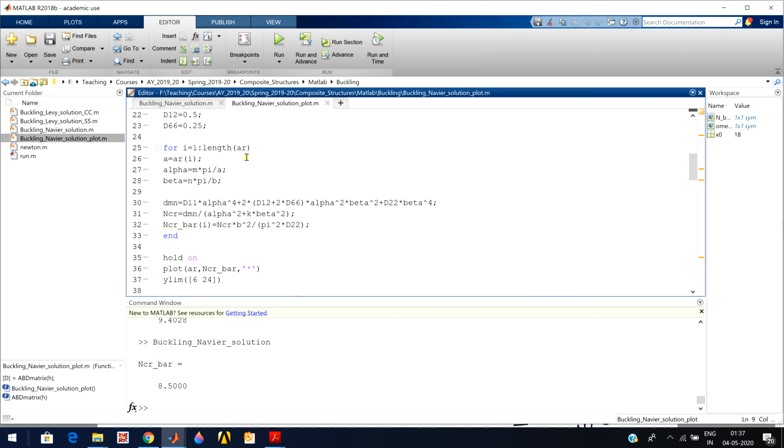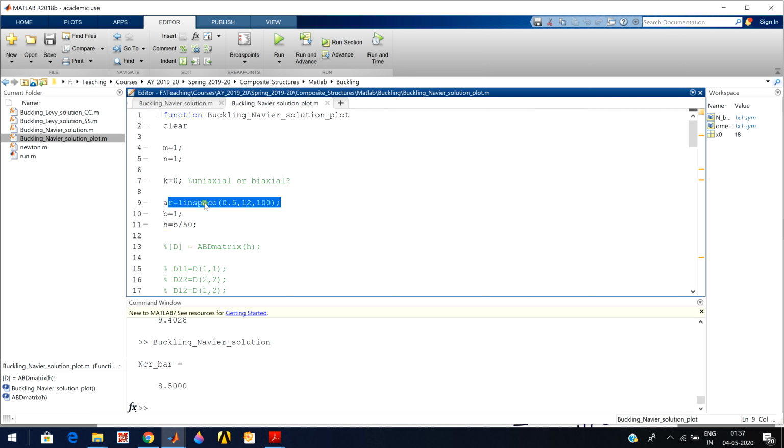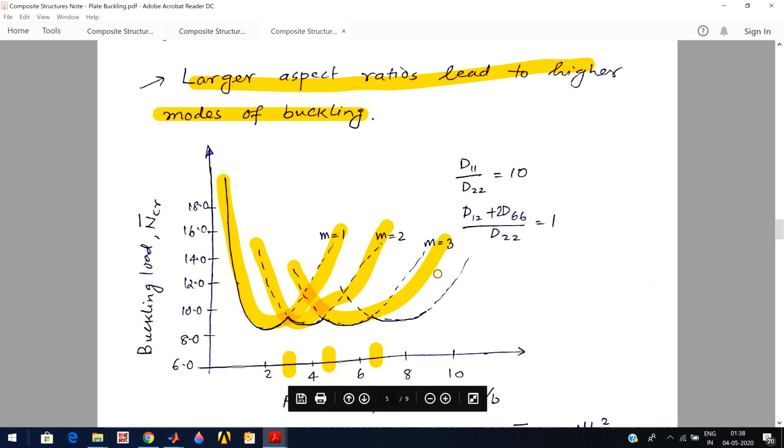This is nothing but, for different aspect ratios, I am calculating the non-dimensional buckling load by setting m is equal to 1 and n is equal to 1, and then I can change m is equal to 2 and see what this curve looks like. So what I'm going to do is try to replicate this kind of behavior, or try to produce these curves.